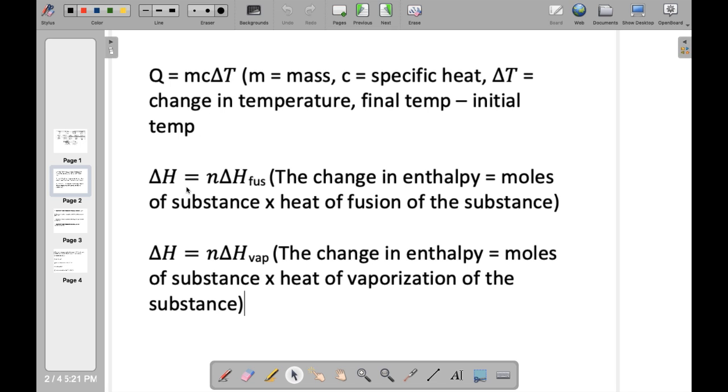Down here, the enthalpy of fusion, or we could just say the heat of fusion, equals the number of moles of the substance times the enthalpy of fusion number, or heat of fusion. Same thing for heat of vaporization.